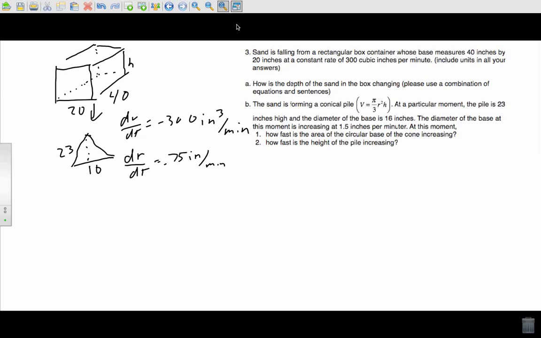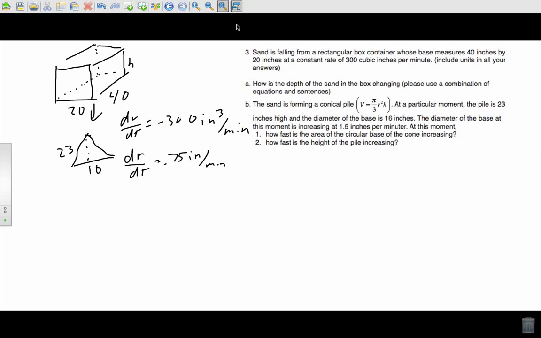And then the sand is forming a conical pile. At the particular moment we're going to do this, the pile is 23 inches high, the diameter is 16 inches. It looks like a 10, it's supposed to be a 16. The diameter is increasing at 1.5, so the radius is increasing at 0.75. So that's what we're given. I've written it down. Now let's get started on part A.